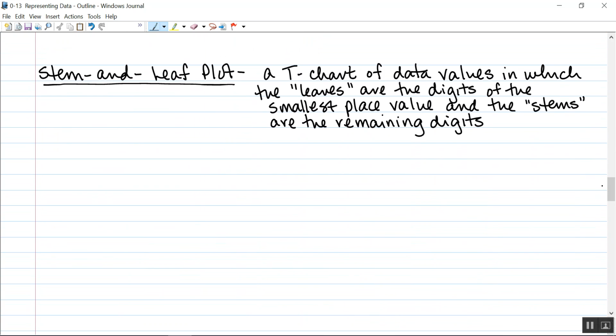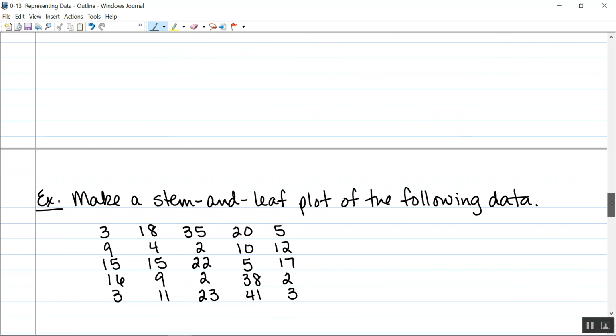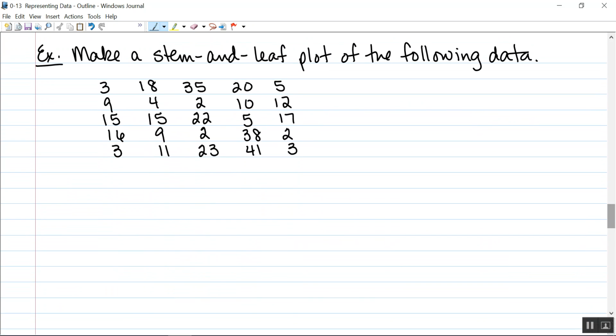A stem and leaf plot is a T-chart of data values in which the leaves are the digits of the smallest place value and the stems are the remaining digits. So let's do one of these together. We need to make a stem and leaf plot of the following data. So I'm going to make a little T-chart, and I'm going to label this stem. And these are going to be my leaves. Just label it leaf.